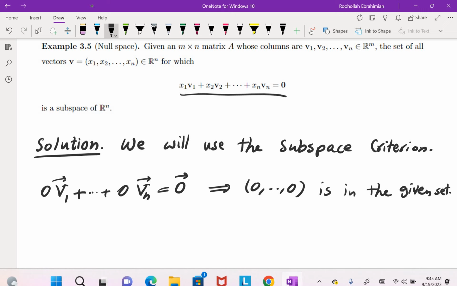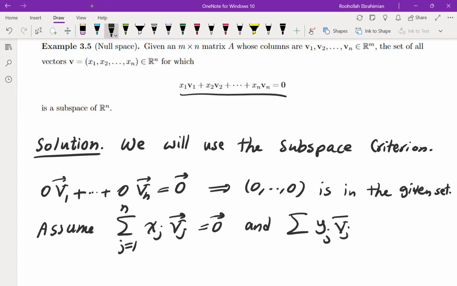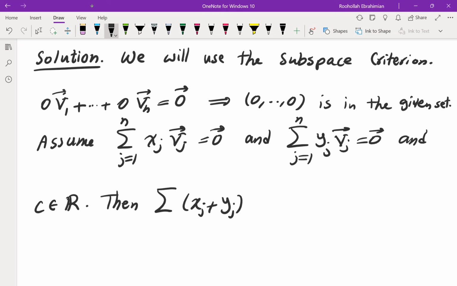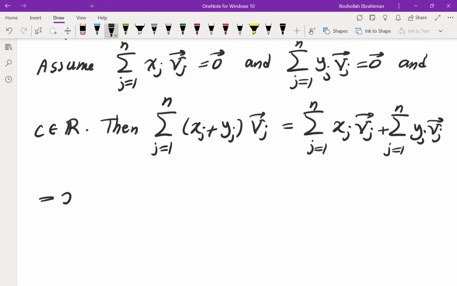Now assume there are two vectors in there. So assume sum of xj vj is 0, j equals 1 to n, and sum of yj vj is also 0, j equals 1 to n, and some scalar c is selected. Then I'll have to show that the sum of xj plus yj vj is also 0. So I'll take that sum. This is equal to the sum of xj vj plus sum of yj vj. Now both of these are 0 because of the assumption. So this is 0 plus 0, which is 0.